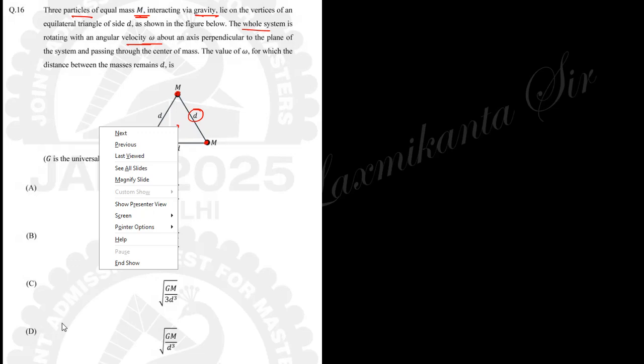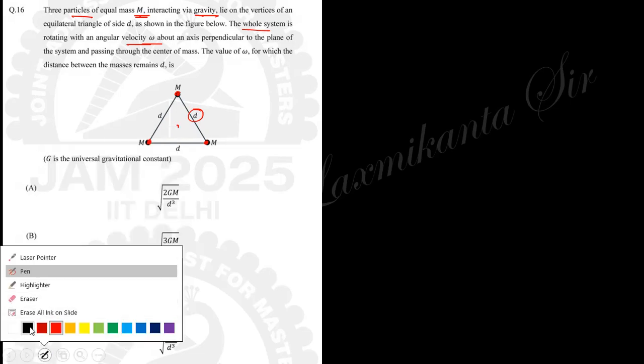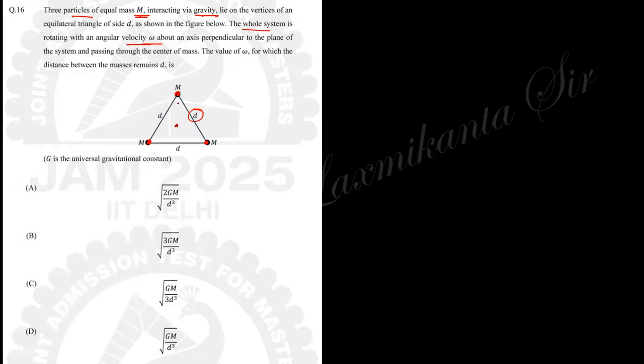So we say that there is the center of mass, and this distance of the center of mass is nothing but 2/3 of the height of the equilateral triangle, and the height of the equilateral triangle is nothing but √3 by 2 into side, that is D. So this will be D by √3, right? So this is the distance of each mass from the center of mass. We need the value of omega for which the distance between these will remain constant.